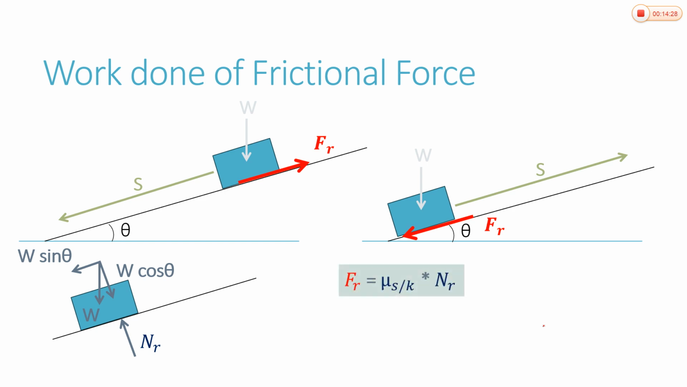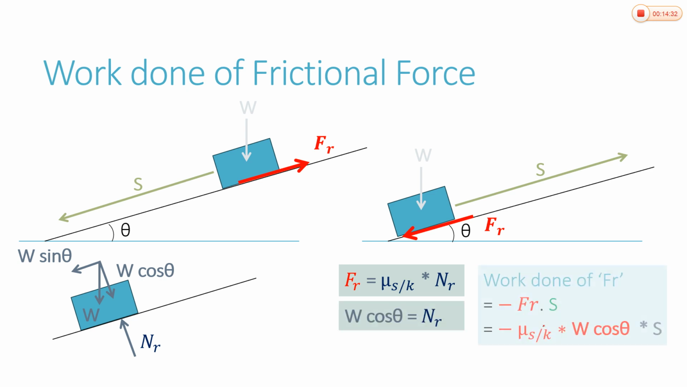So we'll find the work done as mu k into normal reaction, where normal reaction is W cos theta. So the work done of the friction force when the object is moving on an inclined surface is mu k into W cos theta into displacement S, and the work done is always negative for friction force. Is this clear to you? Okay.